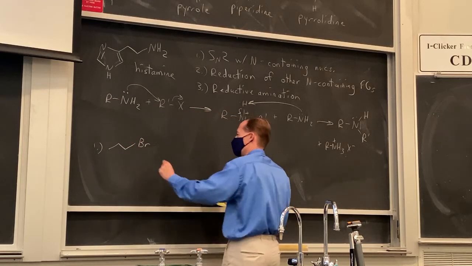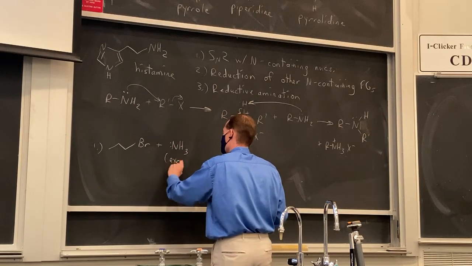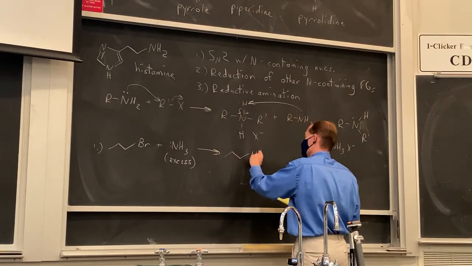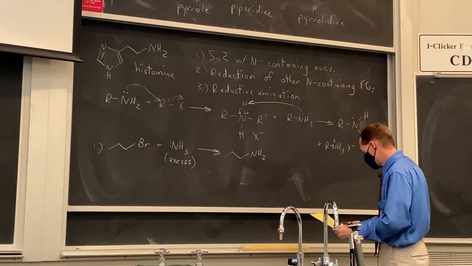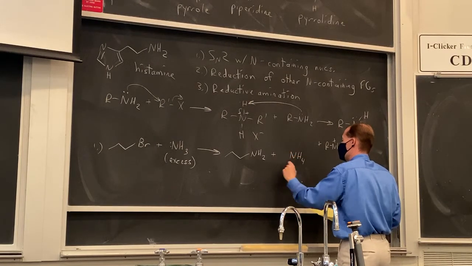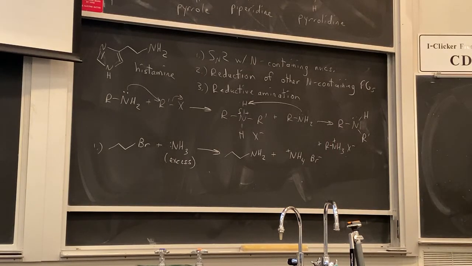We'll take our primary alkyl halide. We're going to react that with ammonia. We're going to use excess ammonia. That's going to give us our primary amine. And then the excess ammonia will deprotonate the ammonium that we get. We showed you that step right here. So we're going to get our propylamine in this case, and then we're going to get this ammonium bromide salt as a byproduct.